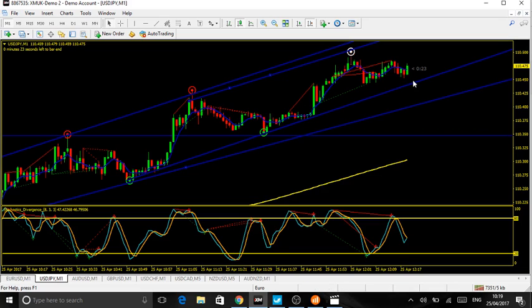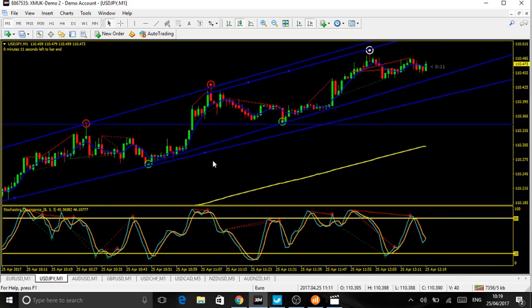If price comes to here, it's likely to reverse. If price comes to here, it's likely to reverse. But you wait for your signal. Wait for your stochastic targets to either be oversold or overbought, depending on which area you're in. Now we're in an uptrend, so we're only really looking to take call trades here.